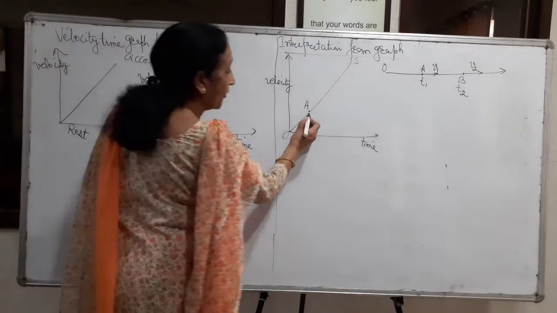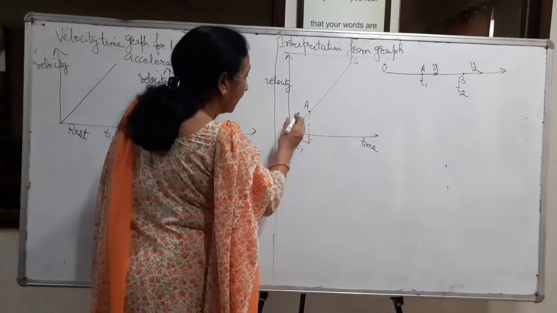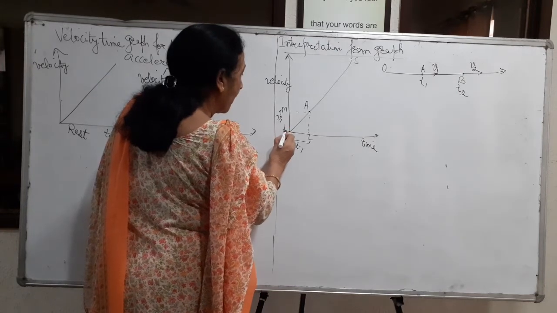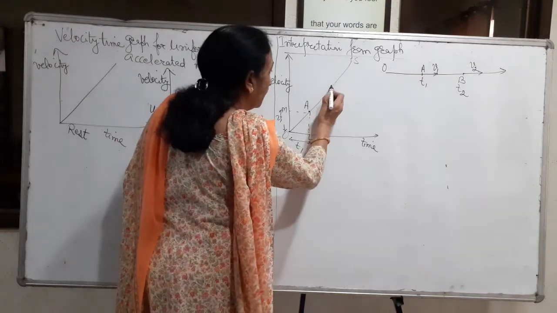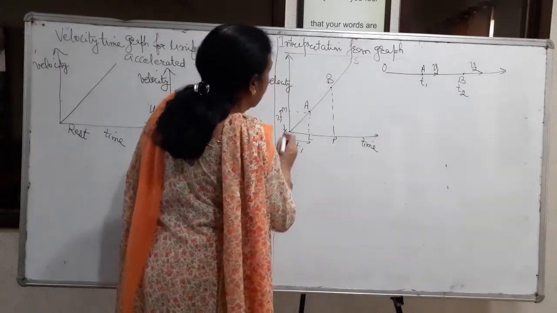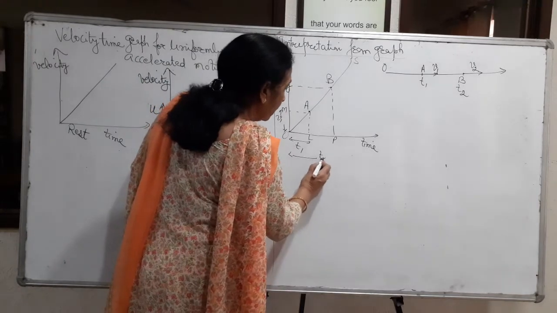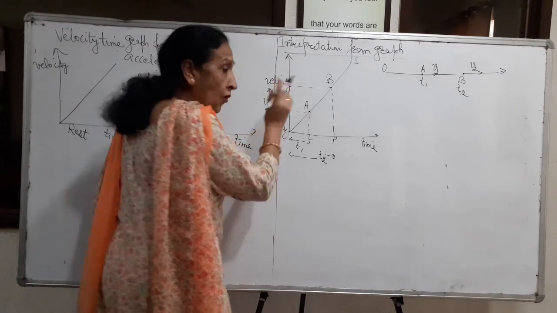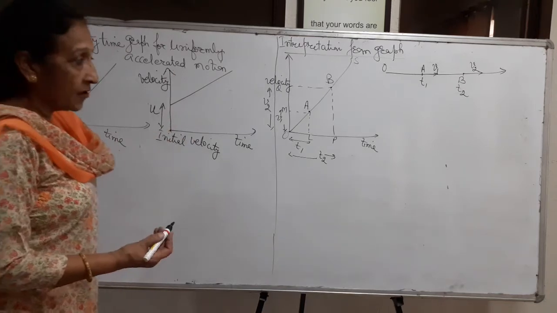So accordingly, if I take from here, what will be OL? It will be t1. And what will be OM? It will be v1. And now similarly we have to see point B on the graph. So this is point B on the graph. Let us say this point is P and this point is Q, so OP will be t2 and OQ will be v2. You have already done this in the displacement time graph, in the same way.